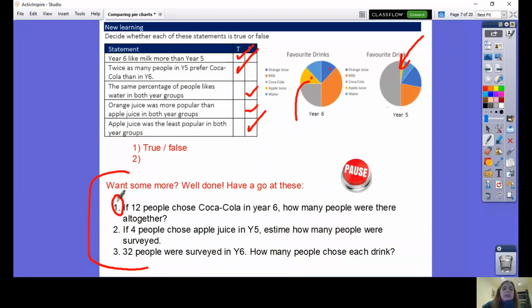Okay, let's look at these challenge questions. If you didn't do these challenge questions, I really recommend you have a go at pushing yourself. You can just pause the video now and have a go at them if you like.